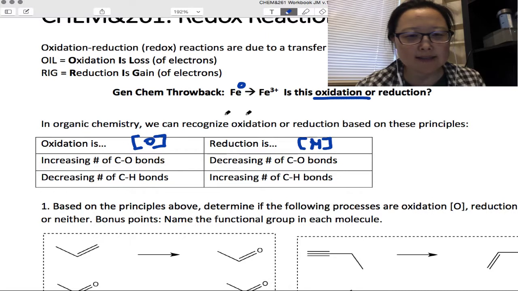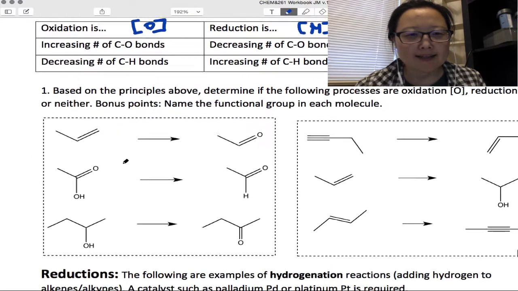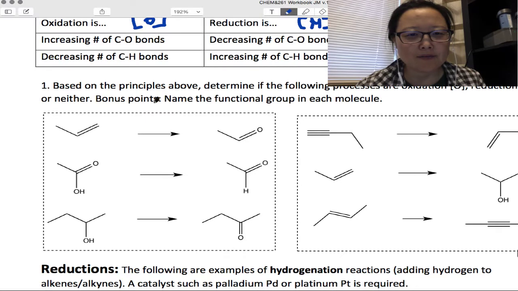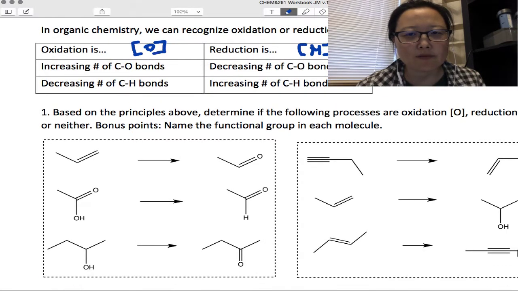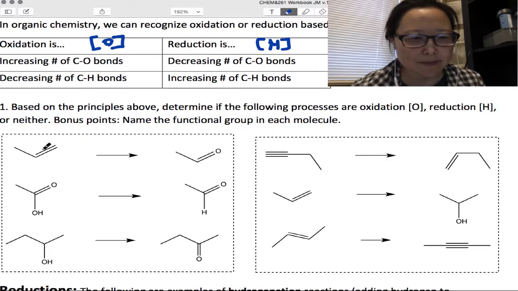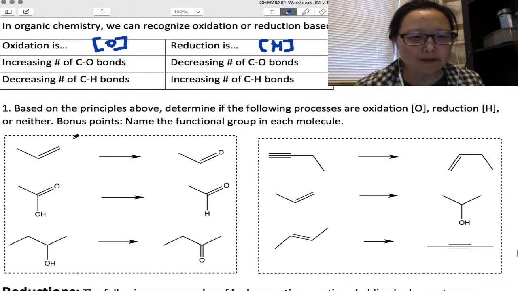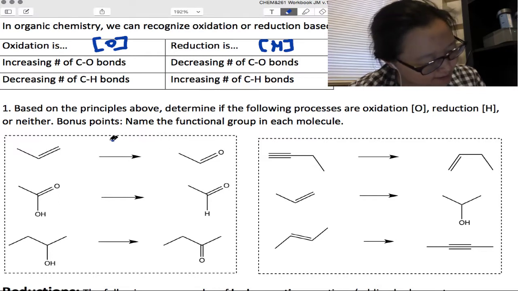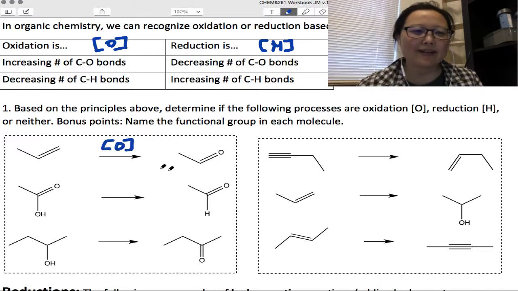So using these definitions, let's look at these examples and see if we can identify oxidation or reduction, or maybe it's neither. So there's at least one neither in this set. First, let me give you an example. Right here, I have carbon bonds only, and here I have a carbon-oxygen double bond. So clearly we've added oxygen and we've added to the number of C-O bonds. So this is going to be oxidation. All right, now go ahead on your own. See if you can spot the neither, or see if you can tell oxidation versus reduction.